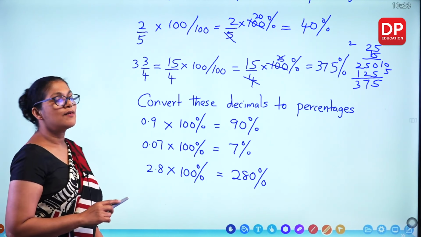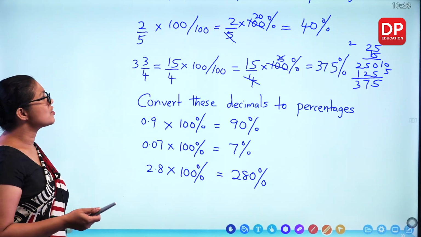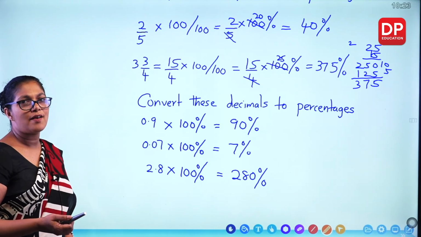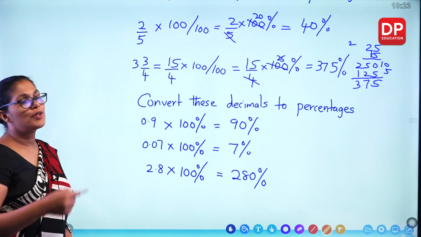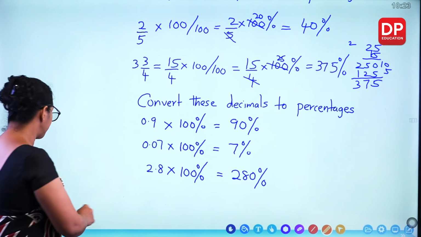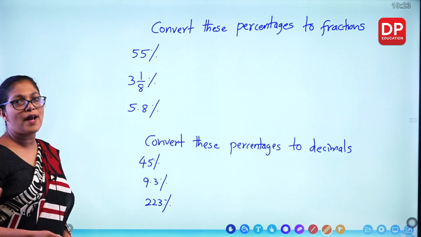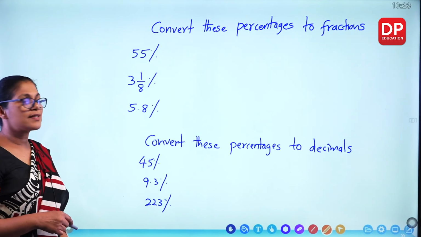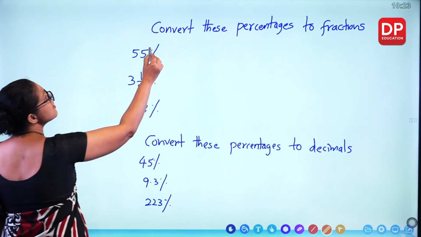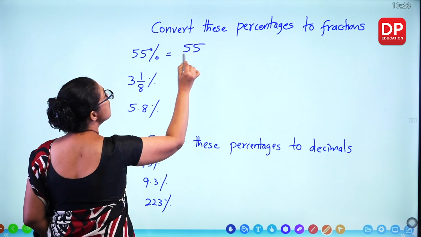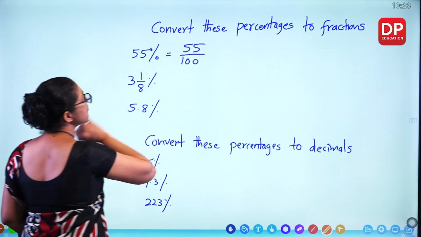So how do we convert fractions to percentages or decimals to percentages? Just multiply by 100 and make sure that you put the percentage sign. Convert these percentages to fractions now. The reverse process of this. So this percentage sign means what? We are dividing by 100.